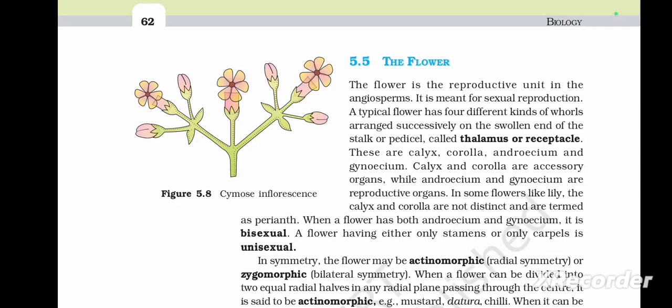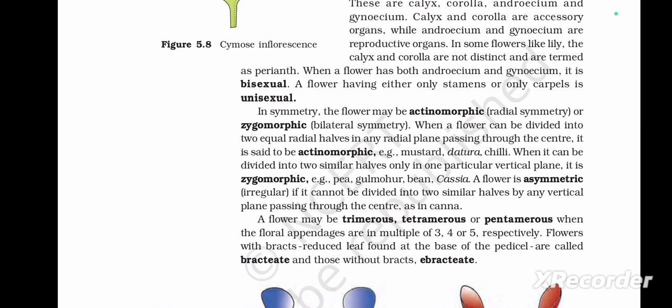When a flower has both androecium and gynoecium, it is bisexual. A flower having either only stamens or only carpels is unisexual. In symmetry, the flower may be actinomorphic, that is radial symmetry, or zygomorphic, that is bilateral symmetry.